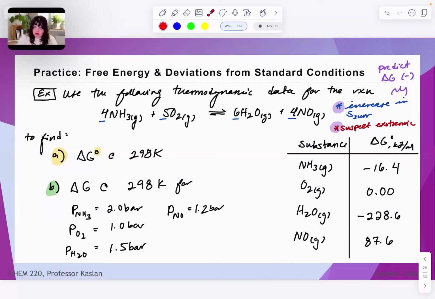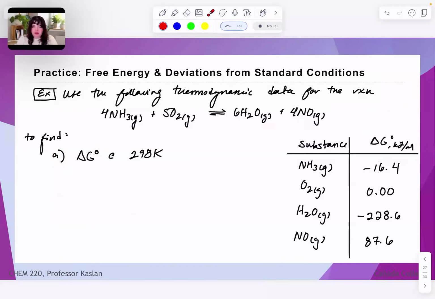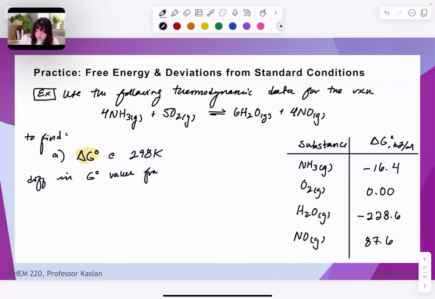So I've got our standard free energies for each of our substances, and I want to determine the change in free energy of the reaction at standard conditions, given the temperature being 298 Kelvin. So let's start with part A. In part A, we need to figure out the change in free energy. So this is going to be the difference in our free energy values from reactant to product state.